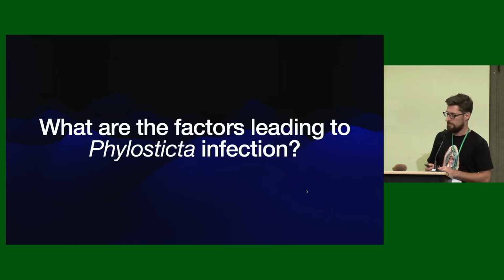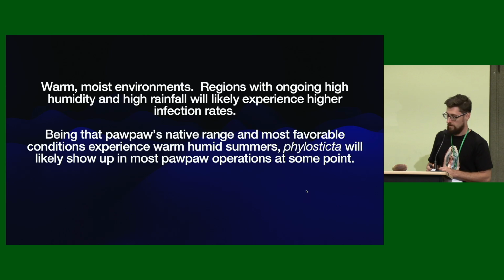So what are the factors that lead to it? Warm, moist environments. So regions with ongoing high humidity and high rainfall will likely experience higher infection rates. Being that pawpaw's native range and most favorable conditions experience warm, humid summers, Phyllosticta will likely show up at some point.